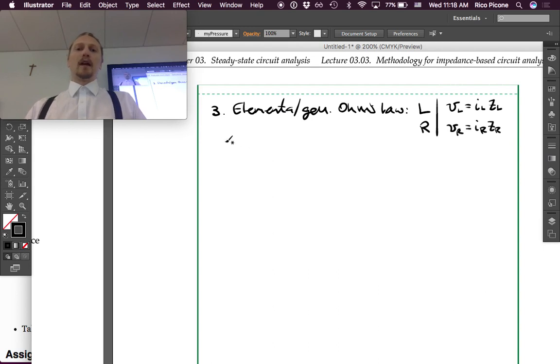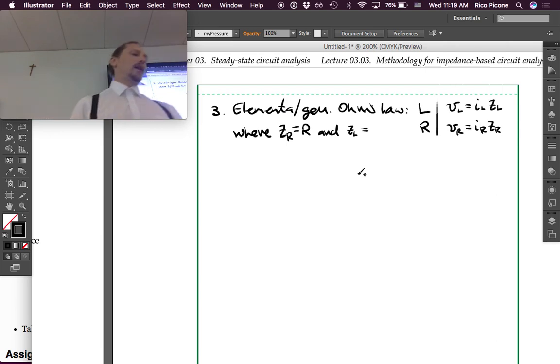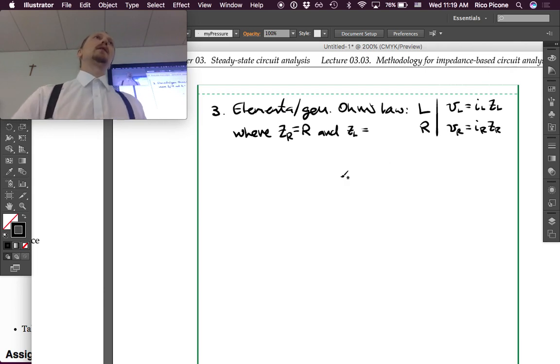And we should say what these impedances are, where ZR is the easy one, right? What's the impedance of a resistor? Just the resistance. And what is the impedance of the inductor? Yes, that is the definition of it, but we solved for an expression in terms of the inductance and j and omega. j omega L. j omega L.